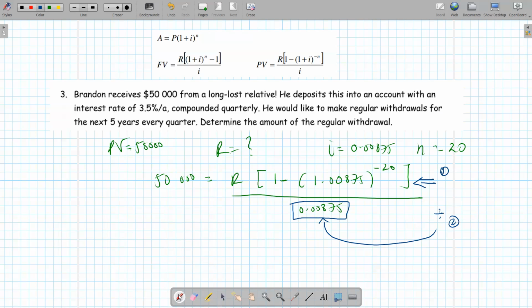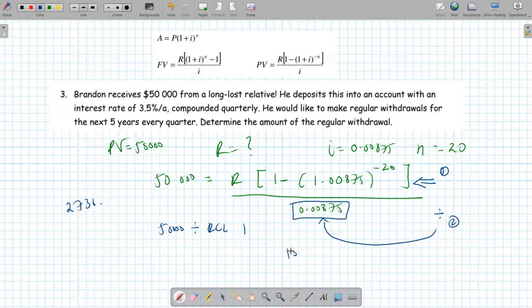I got 18.274. You did the first step and the second step. Now what you want to do is store 1, and then do 50,000 divided by recall 1. I got 2,736.02. Yeah, perfect. There you go. That's the exact answer.